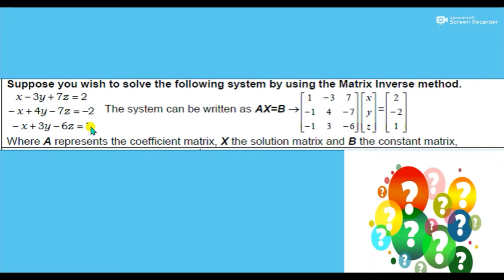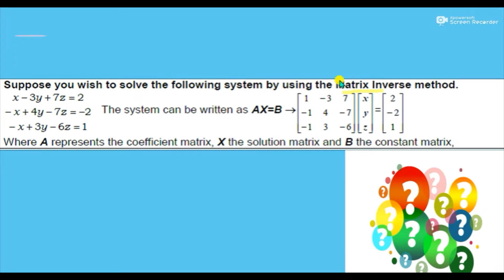Here A will represent the coefficient matrix in this formula. This is the hint given to us that the system can be written as AX equals B, where A represents the coefficient matrix, X represents the solution matrix, and B is the constant matrix. So this is the B, the constant matrix, and this is X, the solution matrix which will help us find the value of X, Y and Z. And A, this one, represents the coefficient matrix.